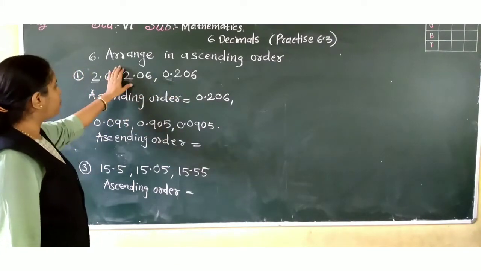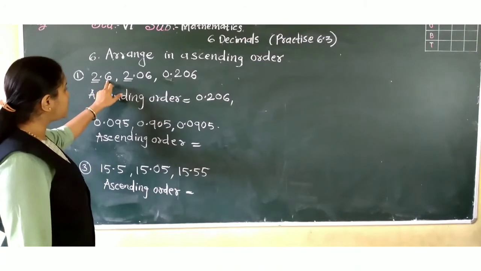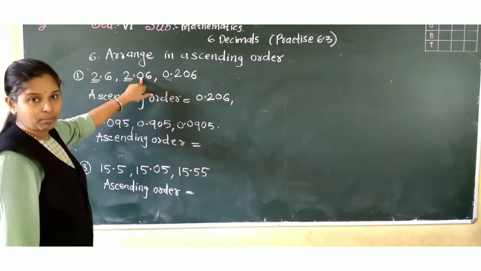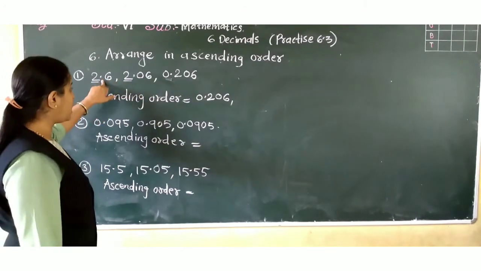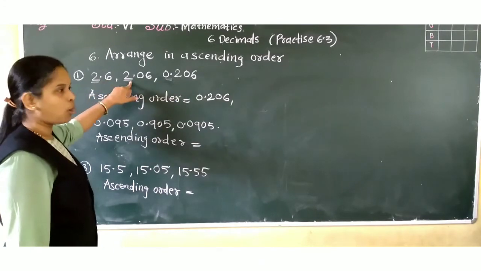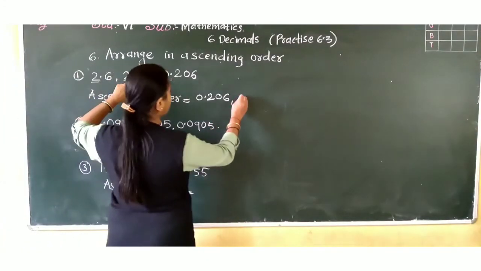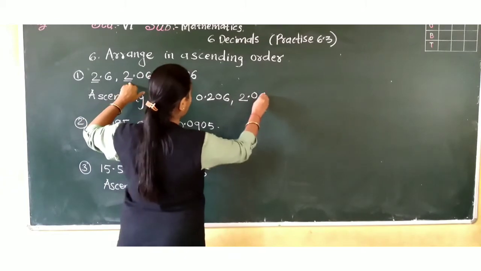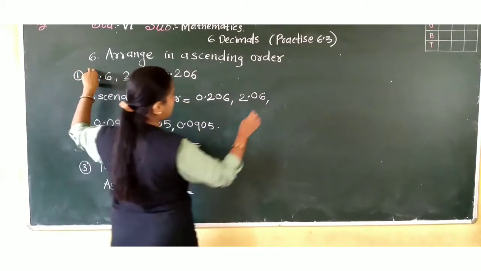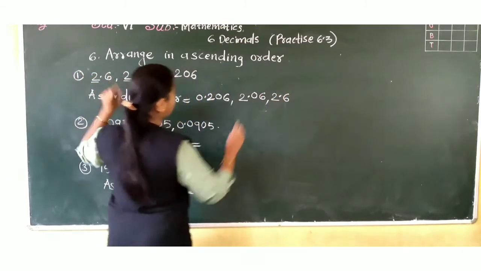Now, this is the same. Now, look at here. Here 6 is there, here 0 is there. That means who is greater? This is greater. Correct? And this is smaller. So, this will come at the second place. And this is the greatest one, 2.6.